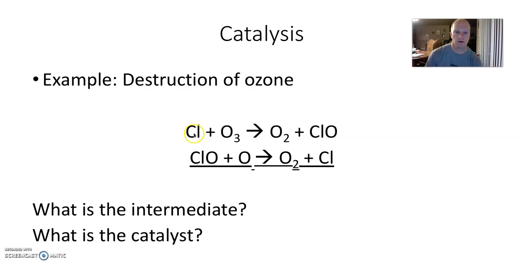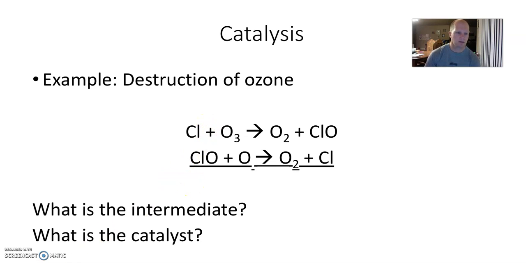So the chlorine here would react with the ozone. It would form an intermediate, and that intermediate would react with the free radical to form O2. And the chlorine is still there. I've heard that a single chlorine atom like this can degrade up to 100 ozone molecules before it reacts with something else and moves on.